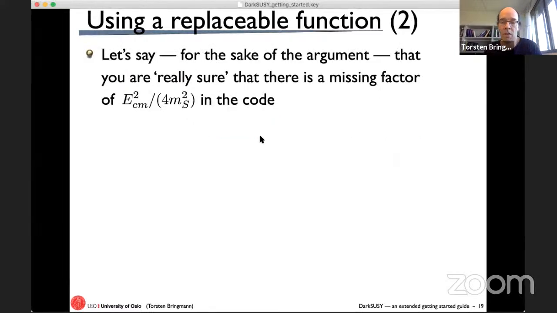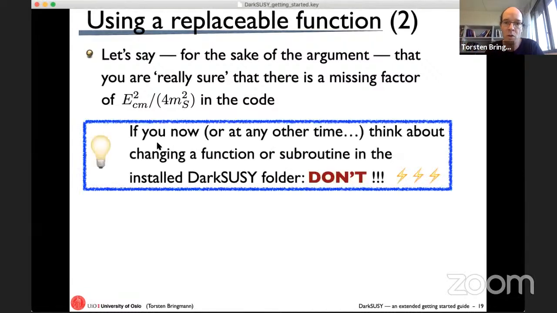Whenever you want to do that, let's say you want to add an additional factor in this function, or completely replace it with a numerical interpolation, for example, just don't try to directly add it in the code and recompile the code, but really make use of this extremely powerful concept of a replaceable function. Just think of the installation folder of DarkSUSY as something that you really don't want to touch. You want to find another solution for addressing this.